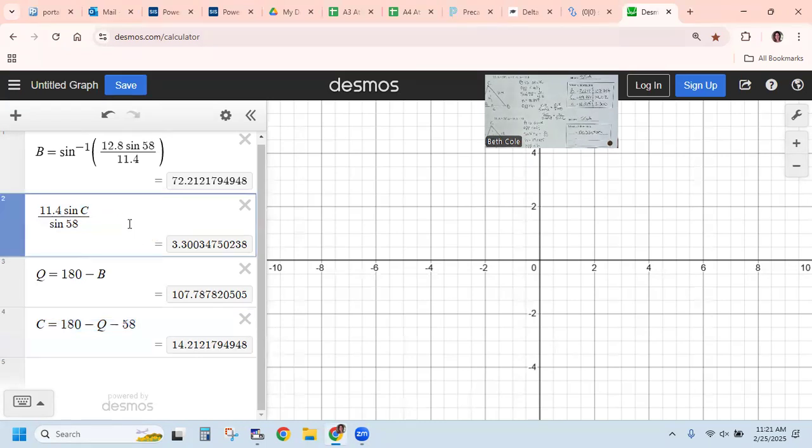I did. That was the one thing I had to delete. You know how I had C equals 180 minus the other stuff? I had to delete that before I could store this as C because you can't use the same letter twice. Okay.